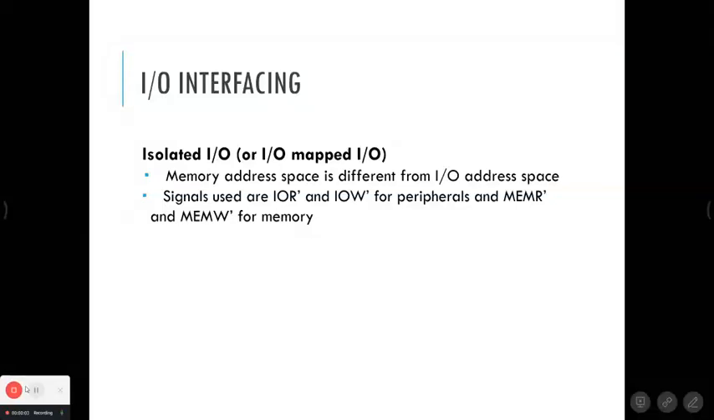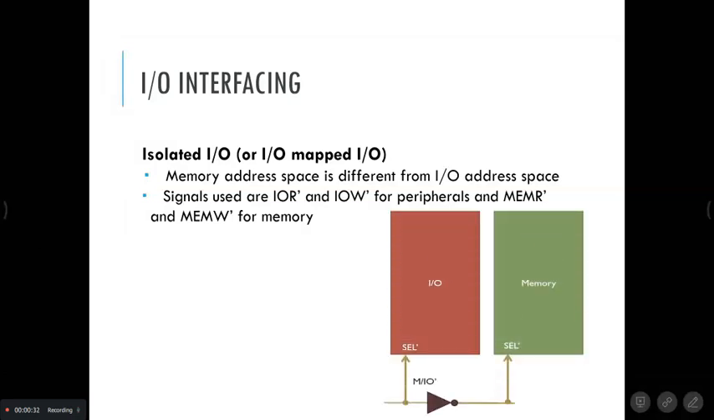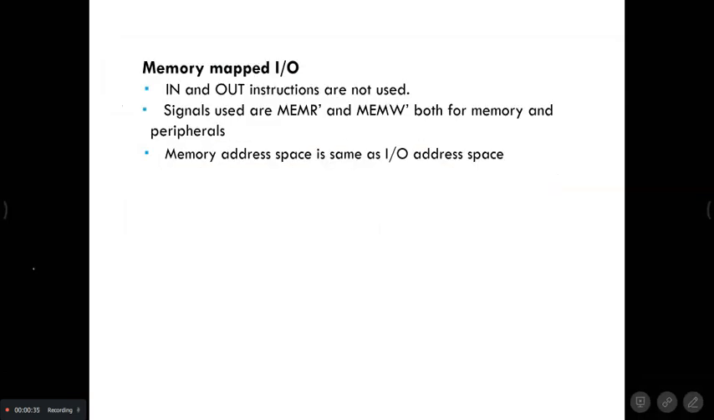As I informed you during my last class, this is the last topic of this microprocessor course: I/O interfacing. I have already told you about two types of I/O interfacing. One is isolated I/O, also called I/O mapped I/O. I explained the difference between I/O mapped I/O and the other type, memory mapped I/O, with an analogy during my last class.